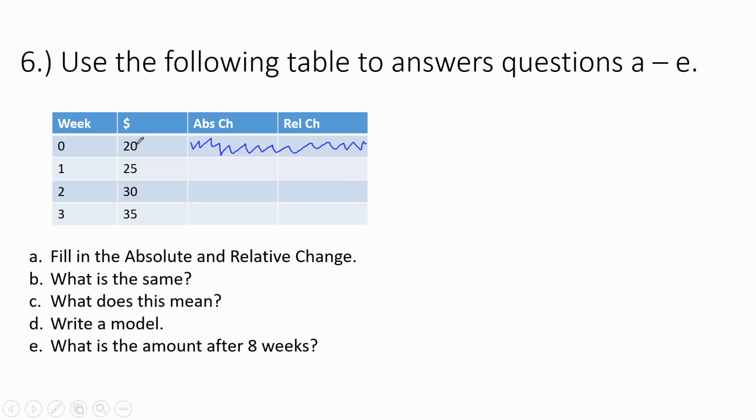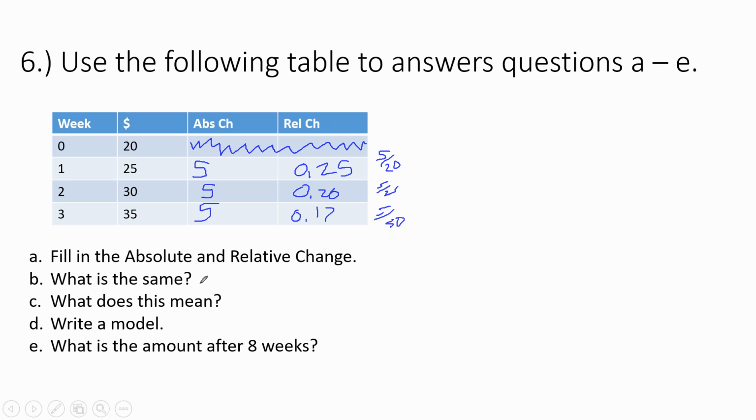Okay, so 25 minus 20 is 5. And when I take new minus old divided by old, I get 0.25. Then the next one, 30 minus 25 is 5. 5 divided by 25 is 0.20. Hopefully you've already noticed a difference. And 5 divided by 30 rounds to approximately 0.17. What do you notice about this particular table?